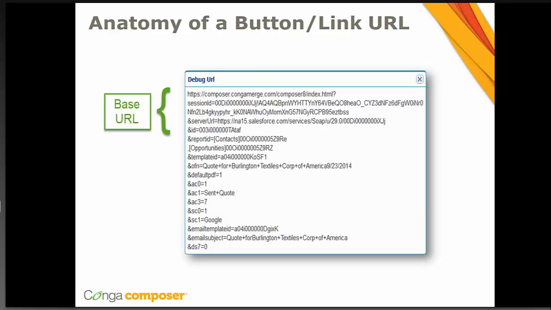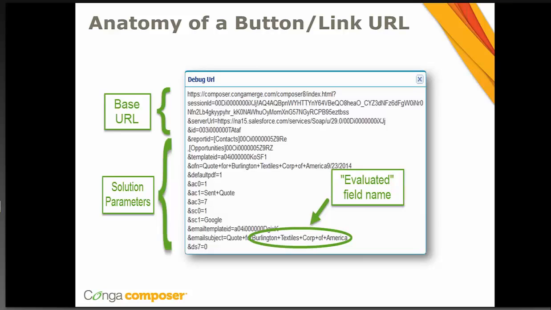As Shelley pointed out, these first lines here are the base URLs, so it's important that you have those in place. If you do not have the correct base URL, you're not going to be able to launch your Composer solution or generate documents with it. So make sure that that looks intact and correct. And then beyond the base URL, these are the solution parameters that Shelley was talking about. Some of them are specific to reports that are being incorporated into this solution and used as a data source. And then some of the other parameters have to do with the template and the output parameters.